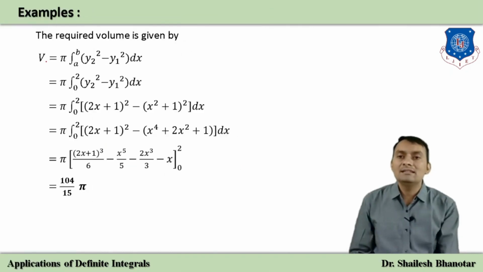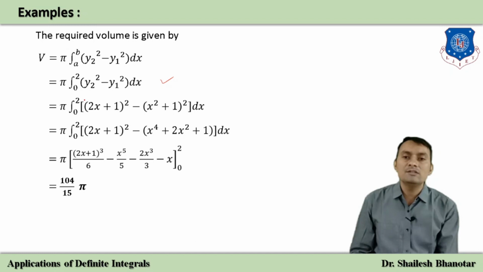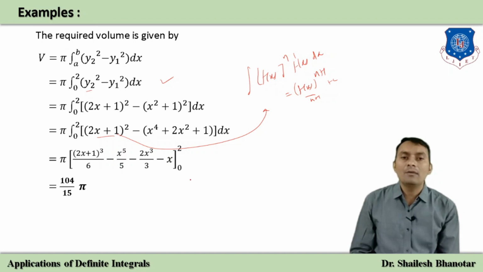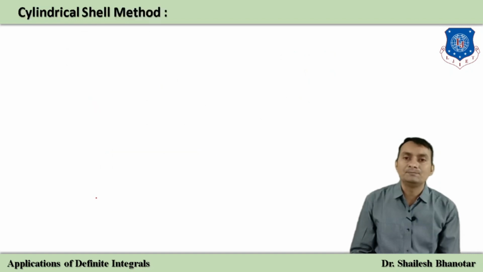When we apply the formula, pi times the integration from 0 to 2 of y2 square minus y1 square, where y2 is nothing but our straight line, x plus 1 square, minus the parabola y1, x square plus 1 square. When you simplify, which formula am I going to apply here? Suppose you are given the function f of x raised to power n and its derivative as a multiple. Then I can say f(x) raised to n plus 1 divided by n plus 1, and that formula I'm just going to use. After putting in the limits, you will get 104 divided by 15 pi, and that will be the final volume.